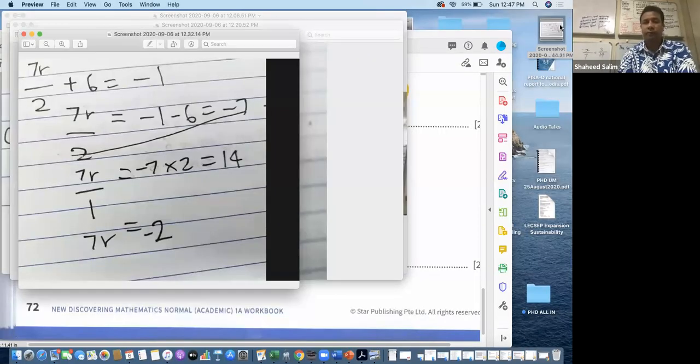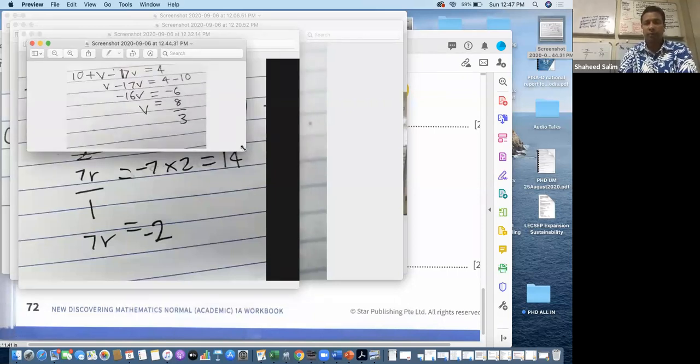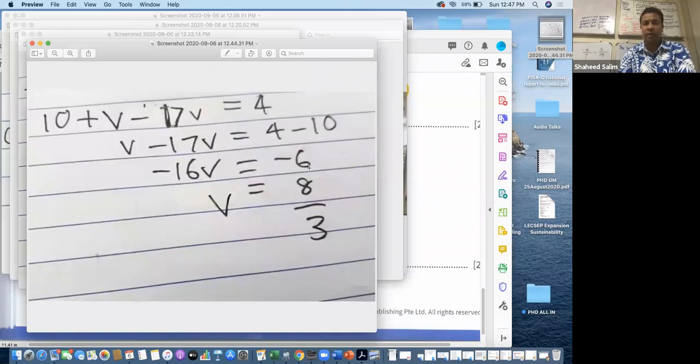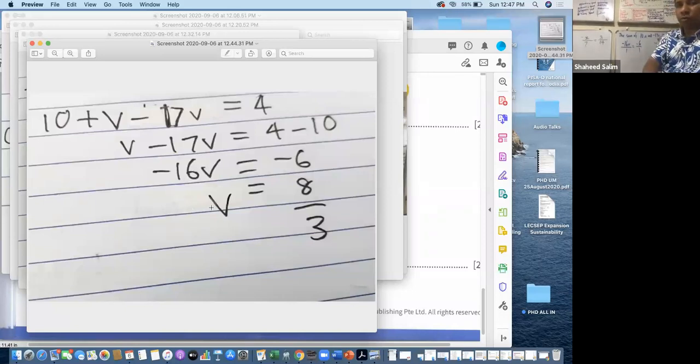Okay, let's see this one now. Down here, you got -16V equals to -6. 6 is supposed to be on top because it's on top. This is 6 over 1. So now if you draw a line, we draw a line like this. I draw a line up here. You can see what I'm talking about. -16V over 1 equals to -6 over 1. This is what it means. I'm going to write it on here.